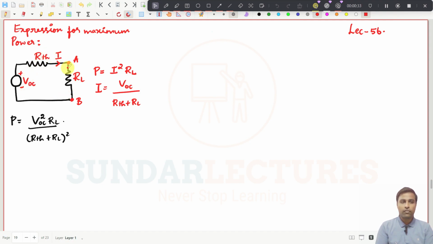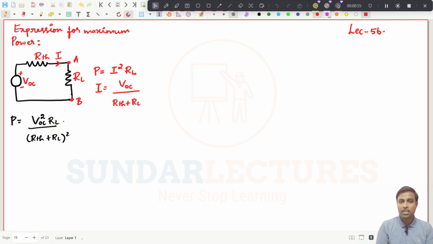And now we know the current through this circuit is I, and the power in the load is I square into RL. And what is I? I will be equal to VOC divided by RTH plus RL. So if you substitute in this equation, you will get power equal to VOC square divided by RTH plus RL the whole square into RL. So that is the power expression.